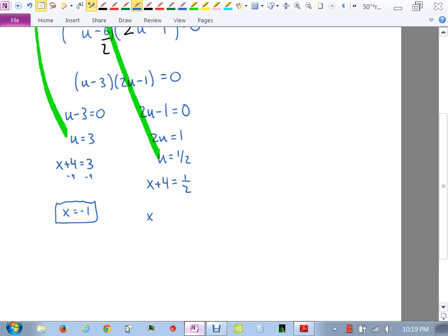Over here, I subtract 4 again. So 1/2 take away 4 is the same as take away 4 over 1. Get a common denominator. So I need to multiply top and bottom here by 2. So x will be equal to negative 7 over 2 because I'm taking 1, subtracting 8. So 1 take away 8 is negative 7, and then keep your common denominator. All right, there's your answers.